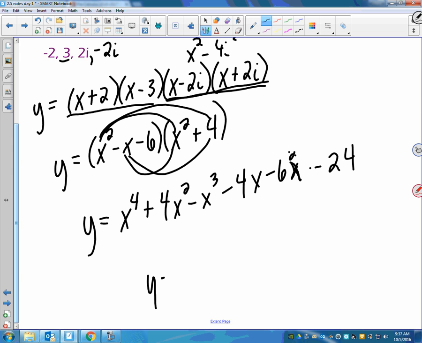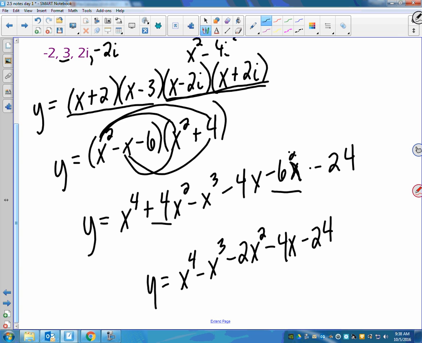So, Sean, what did you get as your answer? X to the fourth minus x cubed minus 2x squared minus 4x minus 24. That's right. Because you got to do the 4x squared minus 6x squared, which gives you negative 2x squared. And notice there were 4 zeros up there, 2 real and 2 imaginary, so it makes sense that we have a degree 4 thing.